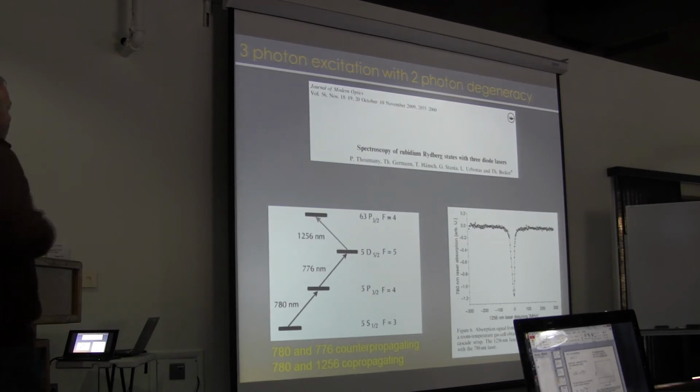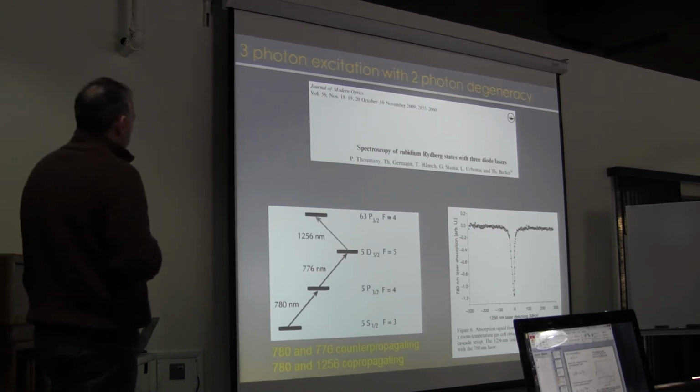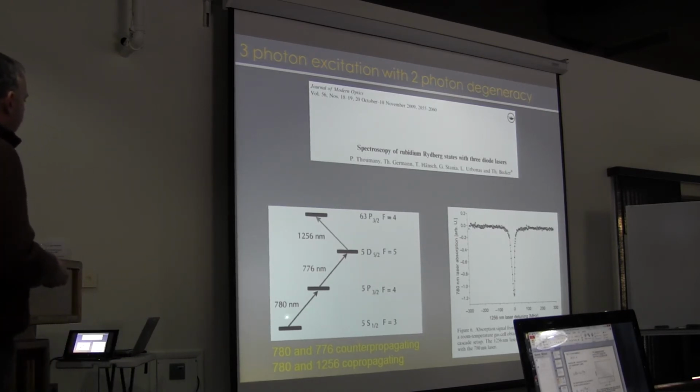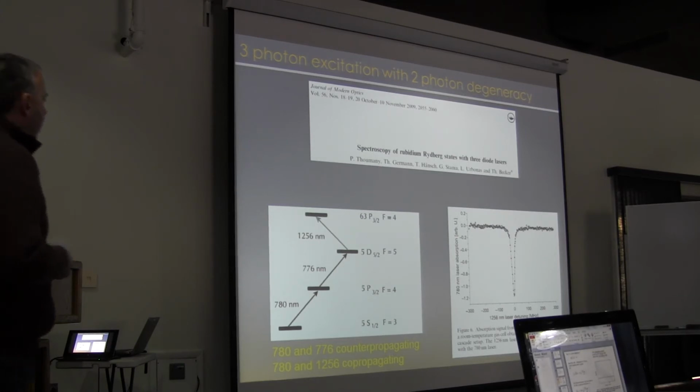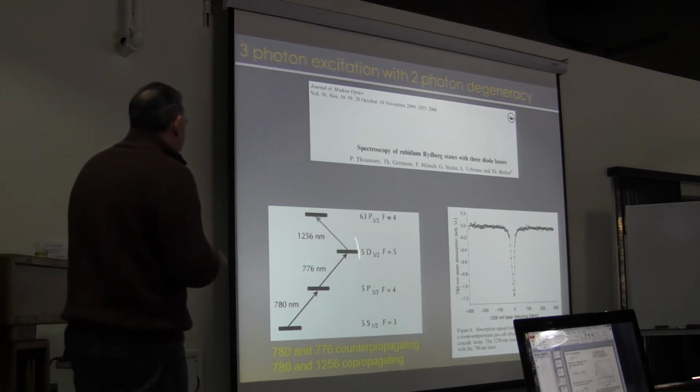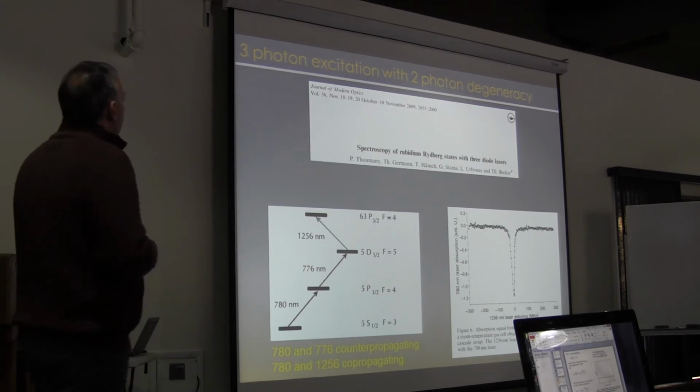You can also do 3-photon excitation with 2-photon degeneracy. An example of that is these 2 degenerate or near-degenerate photons taking you up to a D state, and then an IR photon up to the P state. Again, this was rubidium.